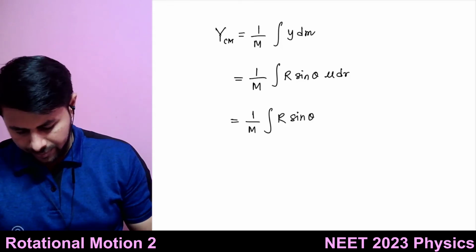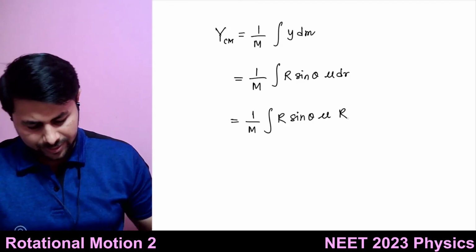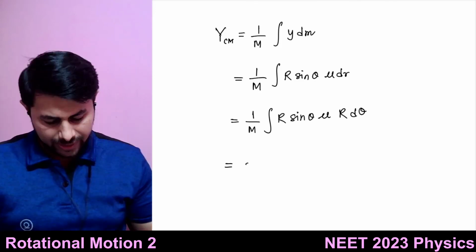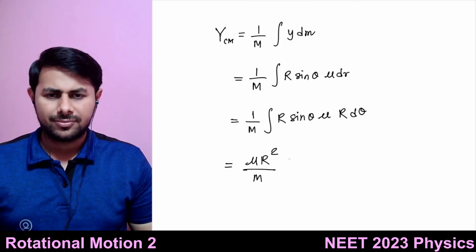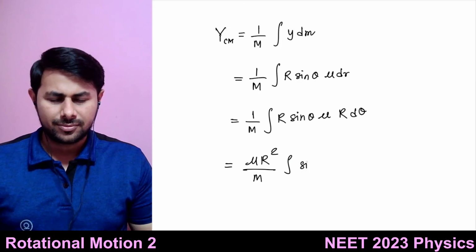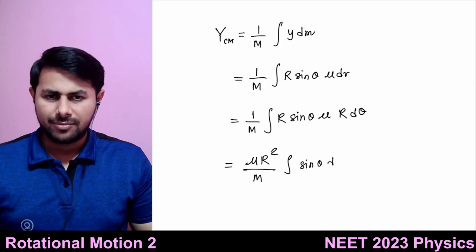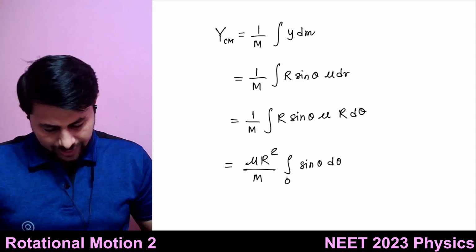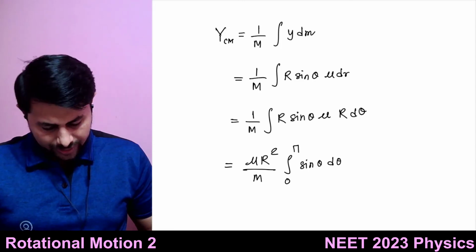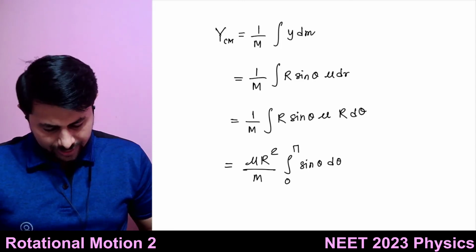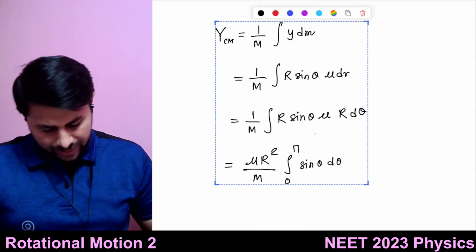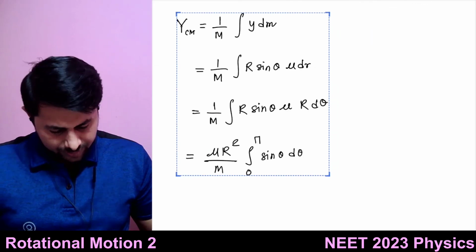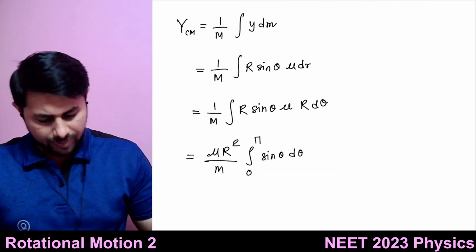What is the integral of sin theta? It's minus cos theta. So we have mu r square divided by m, and the integral of sin theta is minus cos theta, from 0 to pi.